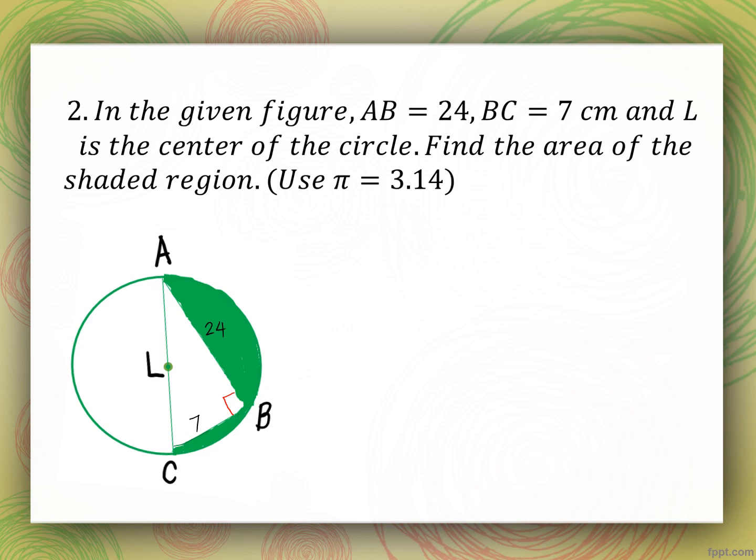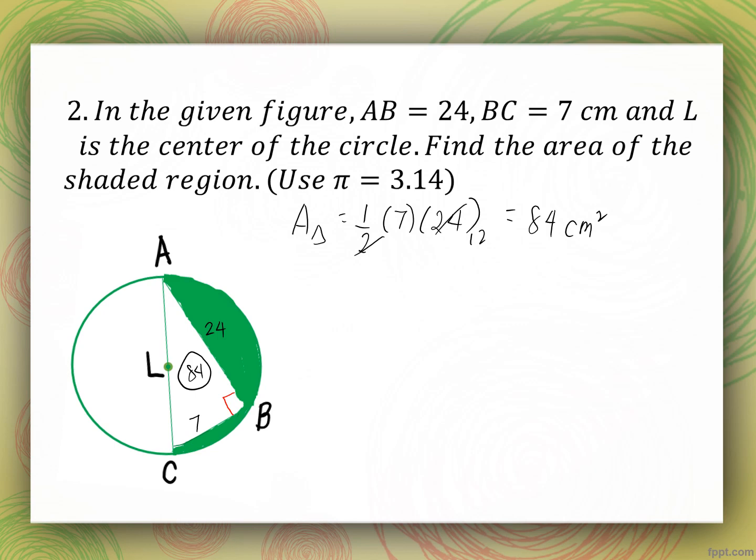Okay. So if we solve for the area of the triangle, that would be equal to 1/2. And then our base is 7, and then the height is 24. So this is 2 and 24. We can divide by 2. This will become 12. So we will have 7 times 12, which is 84 square centimeter. So we now have the area of the triangle here, which is 84.